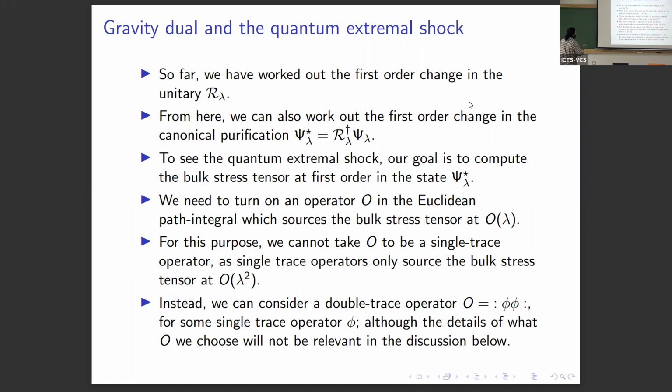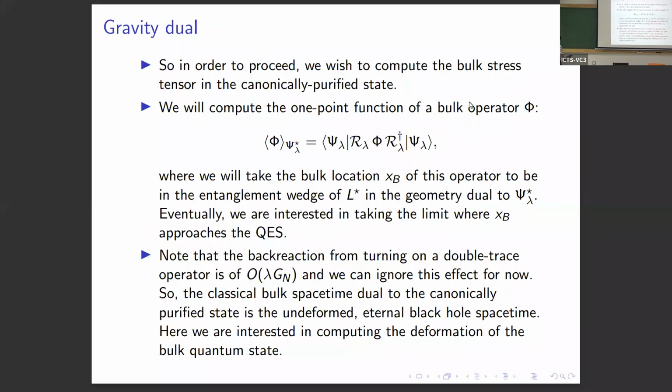So what we need to do is compute the 1-point function of some bulk operator in this state psi star. For my purposes, I want to compute the bulk stress tensor, the 1-point function of the bulk stress tensor, but I'll stay general for now. Let's say phi is some bulk operator whose 1-point function I want to compute, but I want to compute it not in the state psi, I want to compute it in psi star. So you have psi, but then this R dagger is here because R dagger acting on psi is psi star.